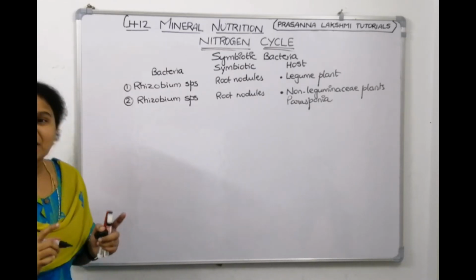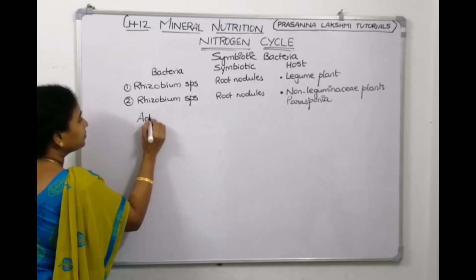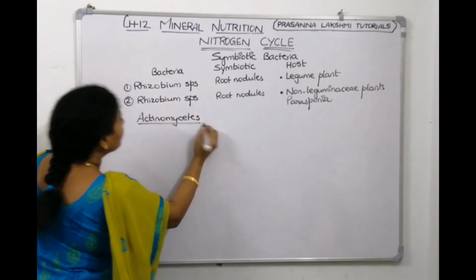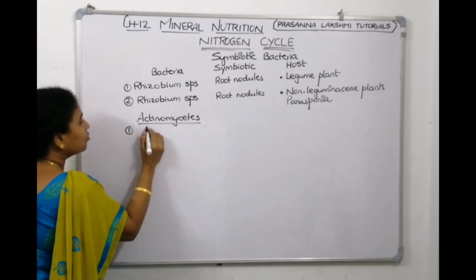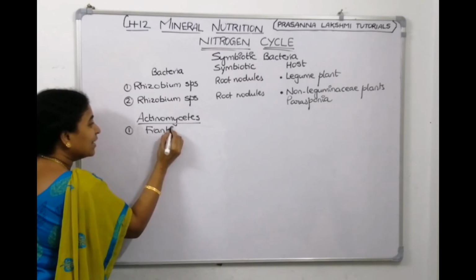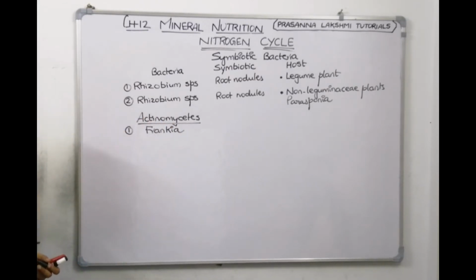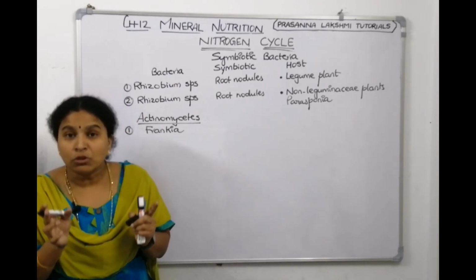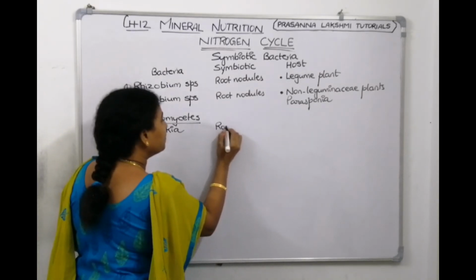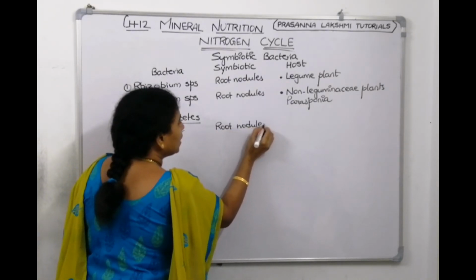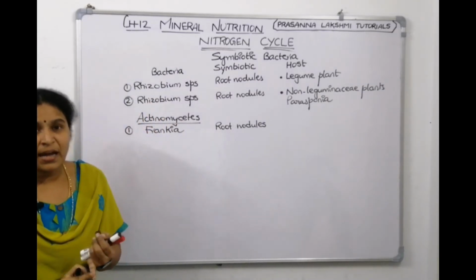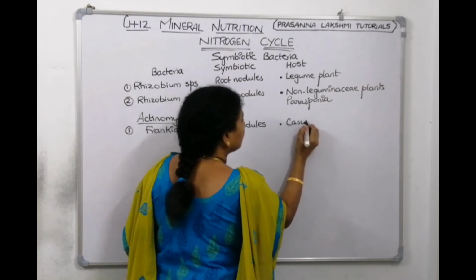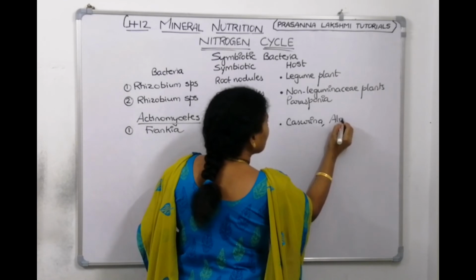Now let us write down Actinomycetes. Example, Actinomycetes member we will see. Under Actinomycetes we have a member called Frankia. What is it called? It is called Frankia. Frankia will make symbiotic associations with the root nodules. Where can we find them? In the root nodules only of plants like Casuarina, Alnus and Myrica.